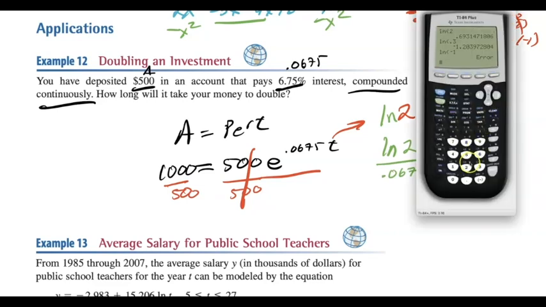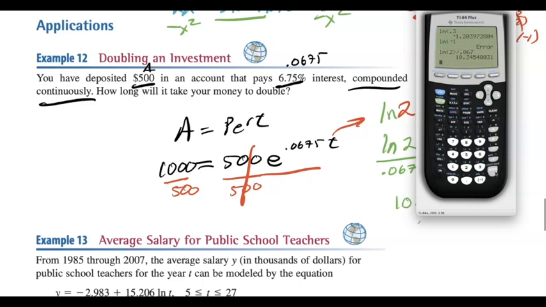These cancel out, and you get t equals, well, I need a calculator. Let me get that. So we have natural log of 2, close the parenthesis, divided by 0.0675. It's going to take us about 10.3 years. It's about 11 years, I guess.